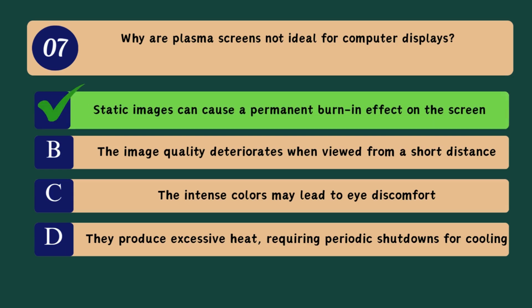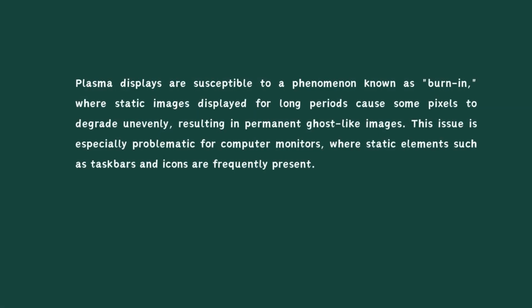Correct answer A. Static screen elements can cause permanent burn-in shadows. Plasma displays are susceptible to a phenomenon known as burn-in, where static images displayed for long periods cause some pixels to degrade unevenly, resulting in permanent ghost-like images. This issue is especially problematic for computer monitors, where static elements such as taskbars and icons are frequently present.